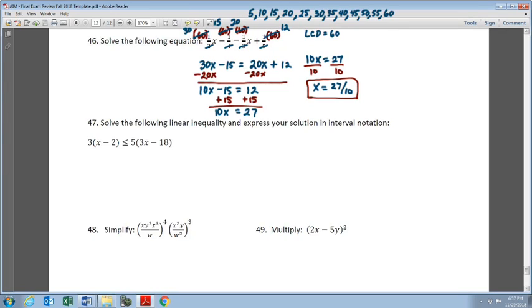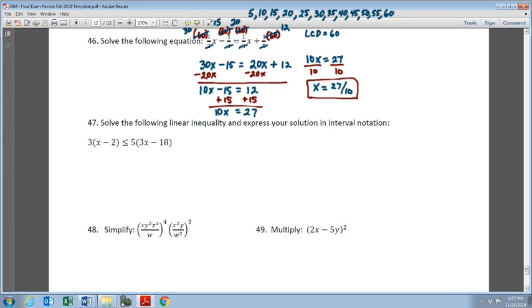On number 47, we're solving an inequality, and we know we solve these just like we do equations. The only thing is, if we divide by a negative, we have to reverse the symbol. And when we get our answer, it's not going to be just one number. It's going to be a set of numbers. That's why we write it in our answer in interval notation.